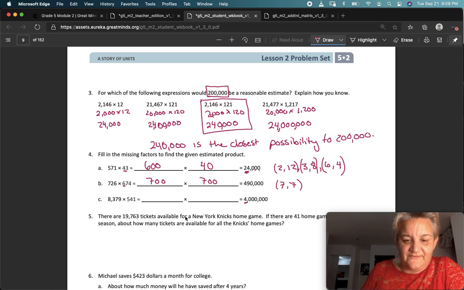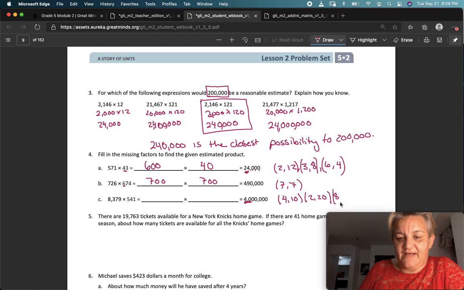All right, 4. What are my factors for 4? Or let's say 40. I can see it already. 40. Let's see. So factors for 40 would be 4 times 10 would get me 40. 2 times 20 would get me 40.